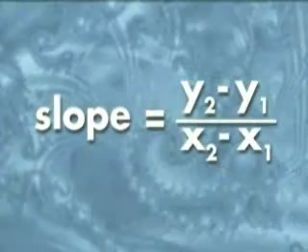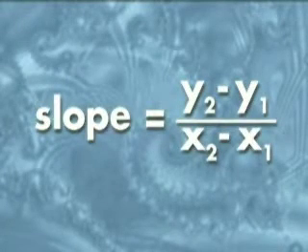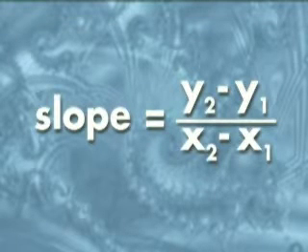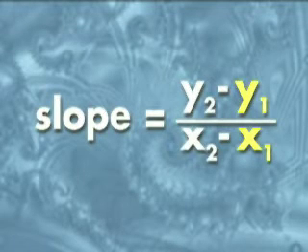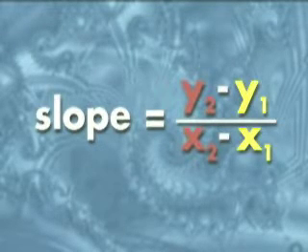Subtracting the y-coordinates gives us the vertical change, or the rise, and subtracting the x-coordinates gives us the horizontal change, or the run. Subtracting the coordinates gives us another way to find the rise and run from one point to another. Before we move on, let's take a closer look at this formula. Notice that in both the numerator and the denominator of the formula, the coordinates from point 1 are subtracted from the coordinates from point 2. This is the trick to using the formula for slope.